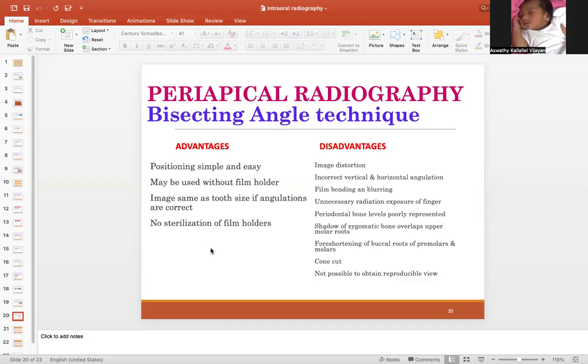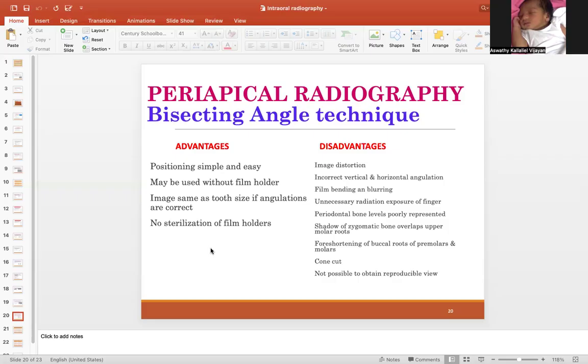The advantages of the bisecting angle technique are that its positioning is very simple and easy, and it may be used even without film holders. The image is the same as the tooth only if we are giving the proper angulations, and because we are not using any type of film holders, it requires no sterilization.